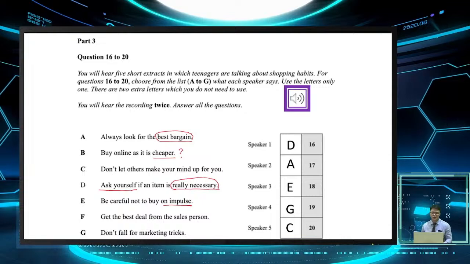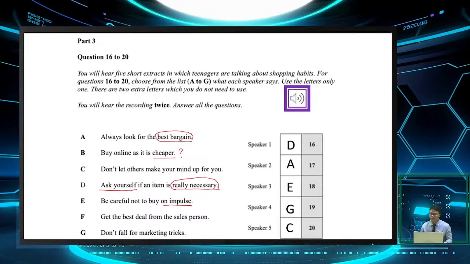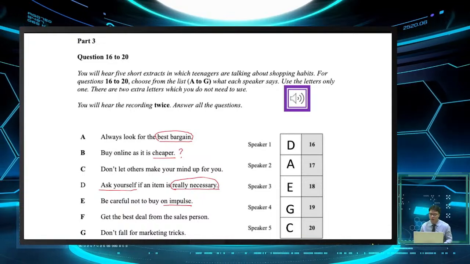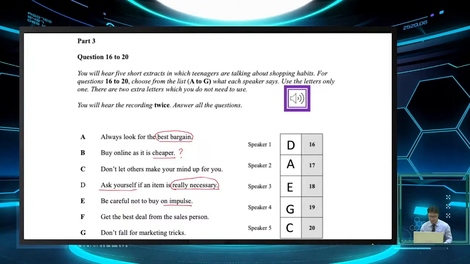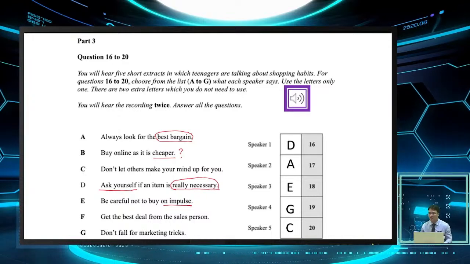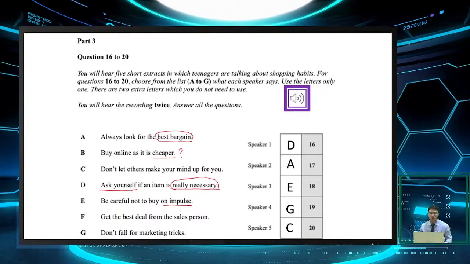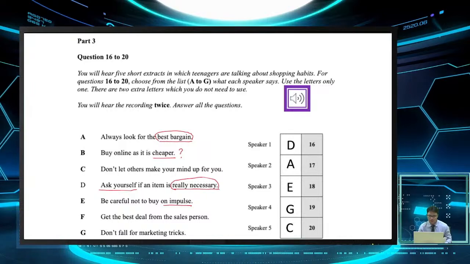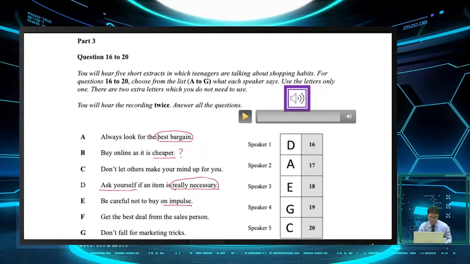All right, so you're going to listen for the second time, but this time I want you to focus on keywords. So I'm going to only talk about 3 speakers, from speaker 1 to speaker 3. So I provided the answer, but what I want you to do is to focus on the keywords. So I'll play the audio again.